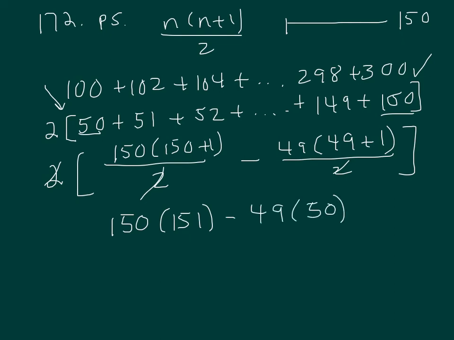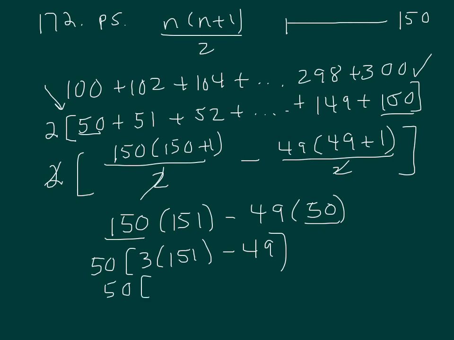You've got 2 terms and there's a 50 common to both terms. Let's factor that 50 out. And that will leave me a 3 times a 151 minus a 49 times a 1. So 50, and then 3 times 151, 3 times 1 is 3, times 5 is 15. That's going to be 453 minus 49. So that's going to be 50 times a 404.